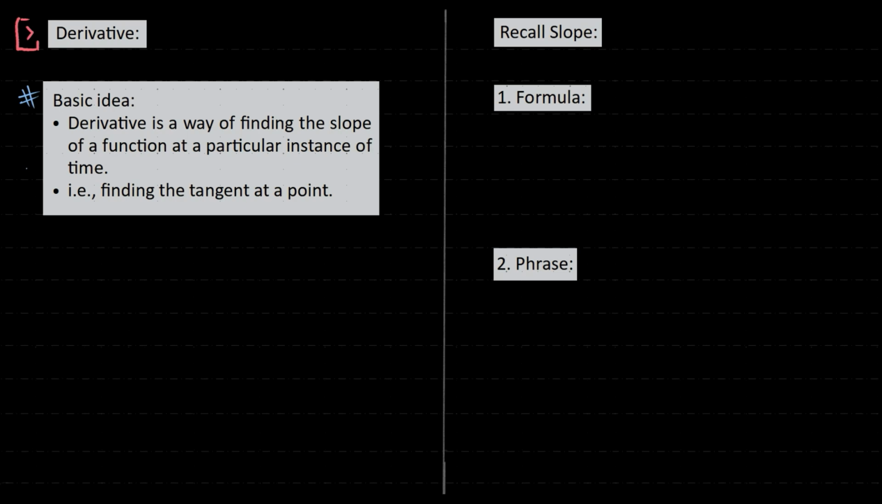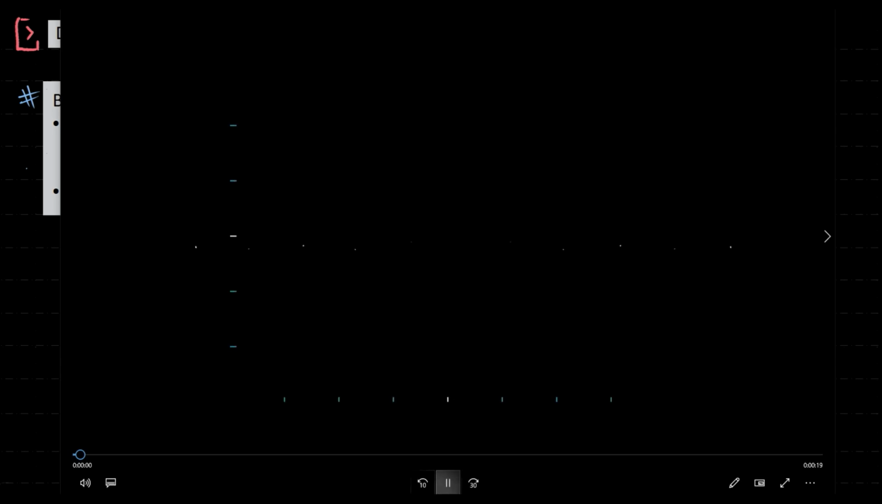Let's understand the idea behind the topic of derivative. Derivative is a way of finding the slope of a function at a particular instance of time. That is, finding the tangent at a point. So basically, with the help of derivative, this is what we'll be able to do.